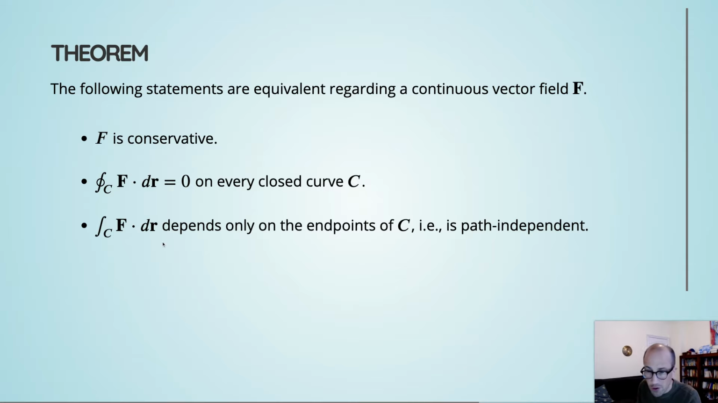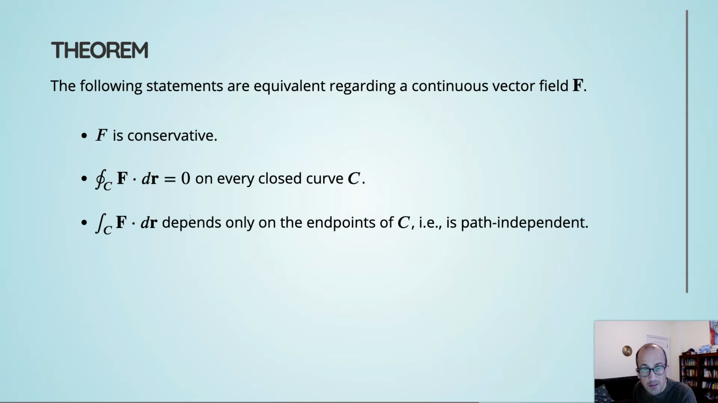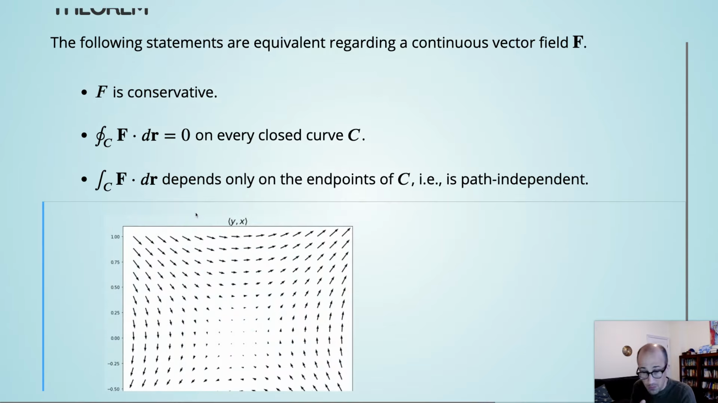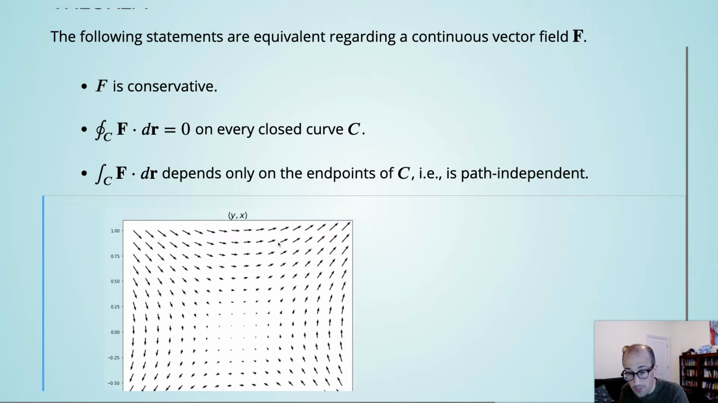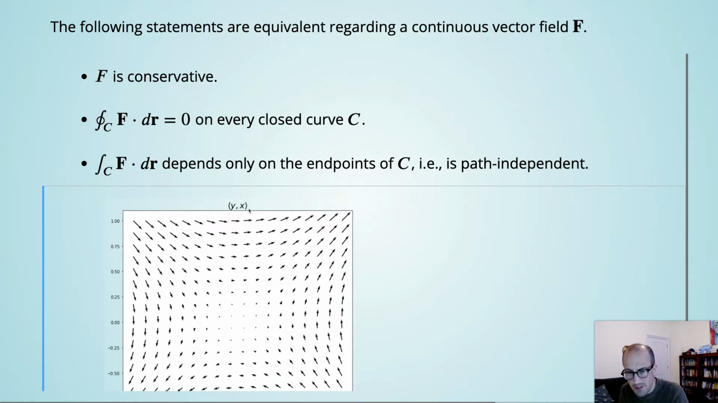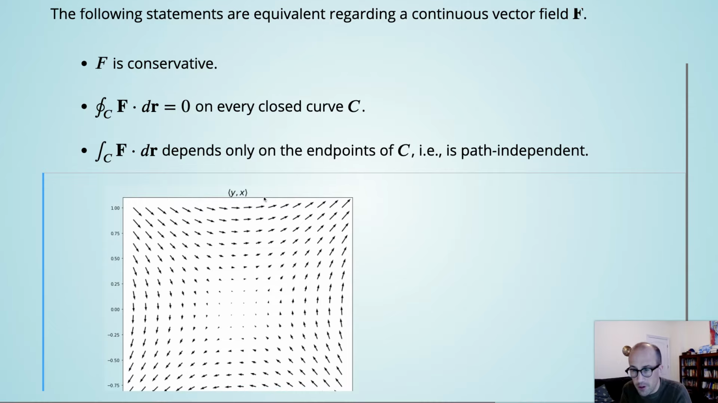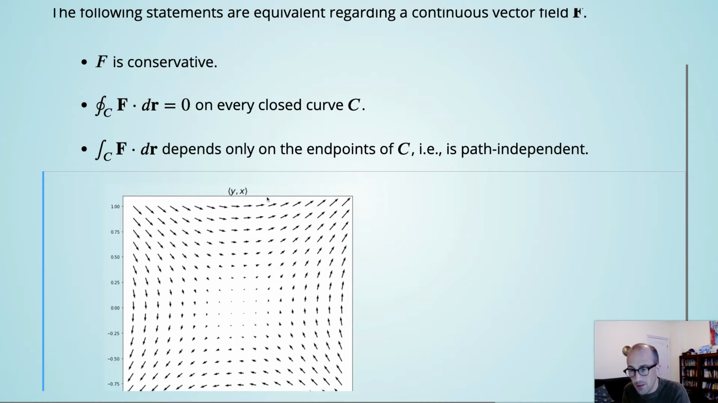And let me sketch for you just an idea of why these might be equivalent. This will not be a formal proof by any means. So I'll start with a conservative vector field. It's specifically y comma x, y in the first component, x in the second. Should be easy enough to see. The potential is x times y. Works for this guy. So again, just one example, but it's just meant to give you an idea of why these are connected.